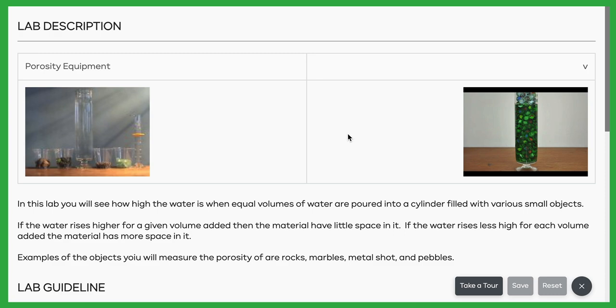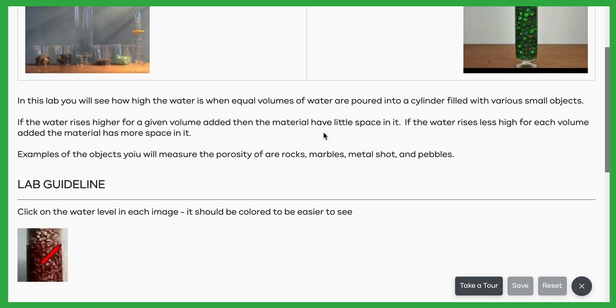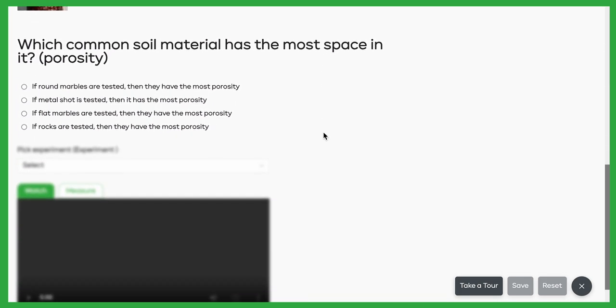So in this lab, we're really looking at this and thinking about it in terms of if this was Earth, could you pour water into the earth and have it gather up into that dirt or rocks or pebbles or whatever? How much space is in between those things? So let's go ahead and start with the question: which common soil material has the most space in it, has the most porosity in it?